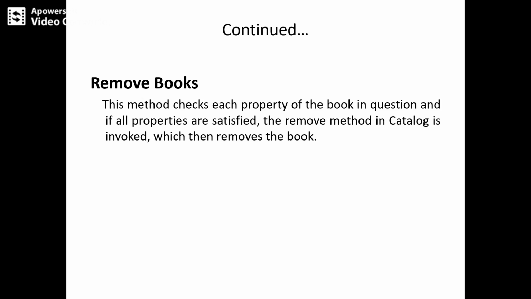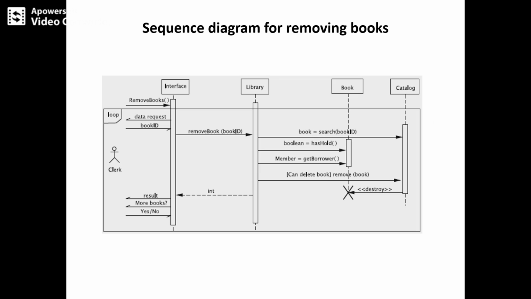The authority has been given to the library staff. Why? Because the customer may not be interested in studying that particular book, or the book has been updated with revised versions, or there may be some changes in the book, or there may be scheme changes for the syllabuses. So that book has to be removed, and that authority has been given to the chief library staff. So this is the remove books method, and this is the complete sequence diagram for removing books.